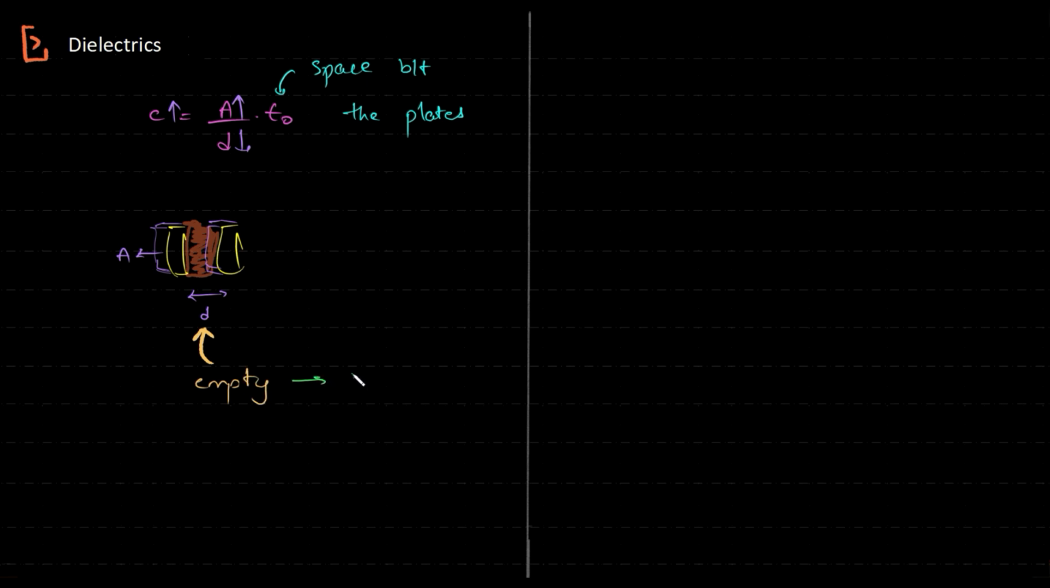What can I do with that? I can keep something, right? Keep something. What can that something be? It can be a conductor. Of course, everything has certain conditions, I'm just simplifying this. Or I can keep something called a dielectric.